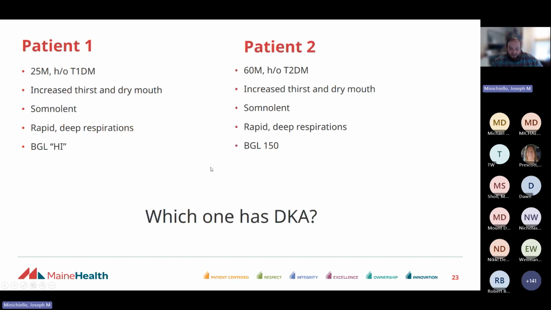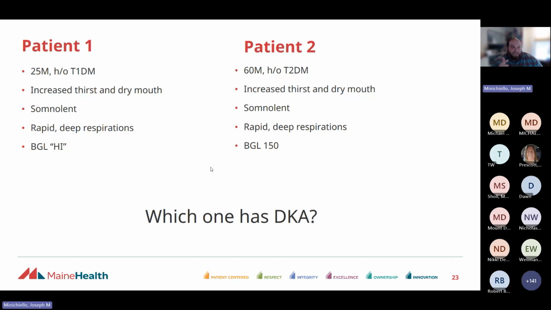All right, back to our two patients that I started this whole thing with. The 25-year-old with type 1 diabetes and all these symptoms, the 60-year-old with type 2 diabetes and all these symptoms. I think we can hopefully convincingly all agree that patient 1 is concerning for DKA. They're a known type 1 diabetic, so they can't make insulin. Your glucometer is reading high, so we know that D piece is there, the hyperglycemia is there.